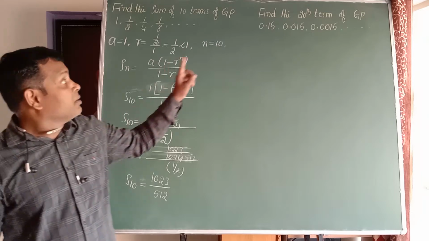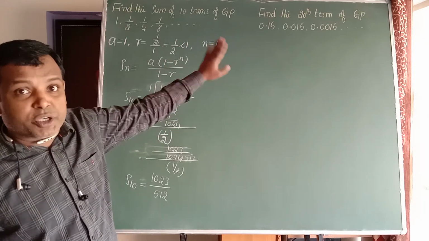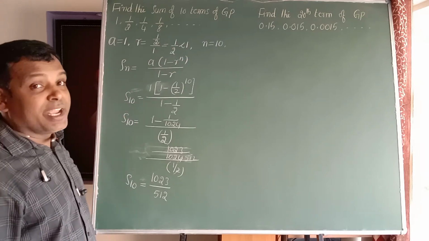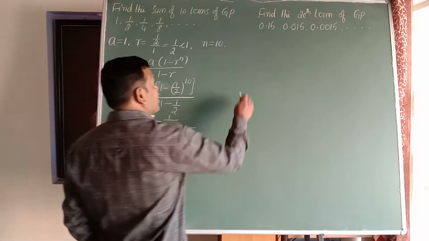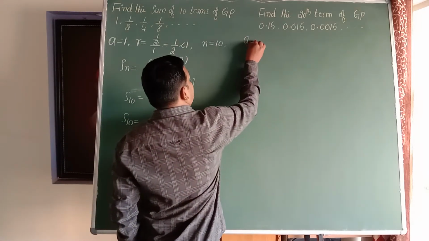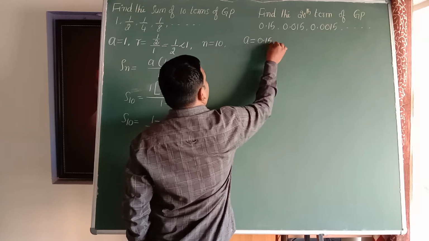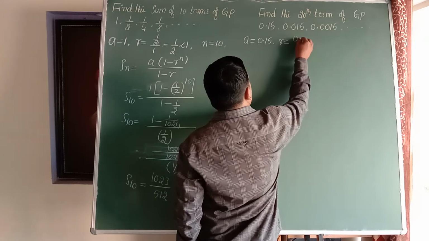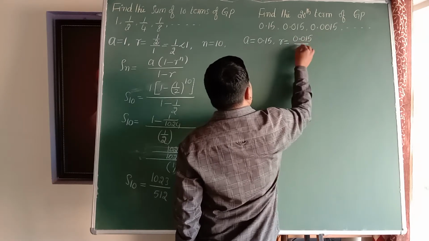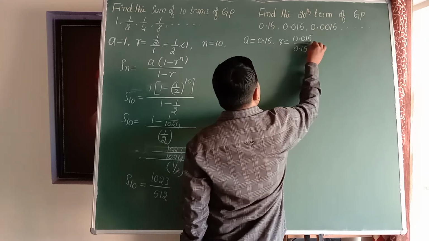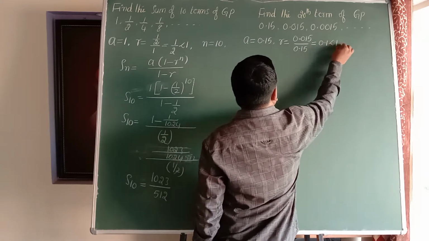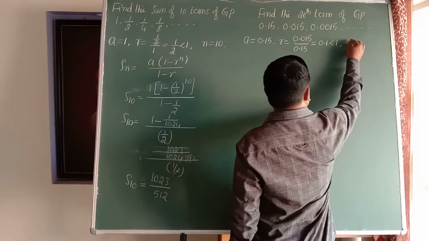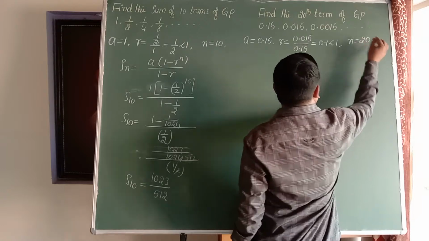Okay, now look at a similar question, a replica of this question. Find the sum of 20 terms of this GP, where a is equal to 0.15. I can write r is given by T2 by T1. What is T2 here? 0.015 divided by 0.15, which is equal to 0.1, which is less than 1. And the sum of how many terms here? 20 terms, so n is equal to 20.